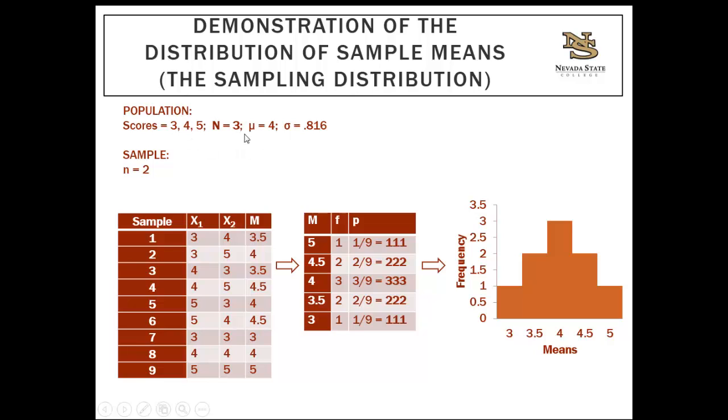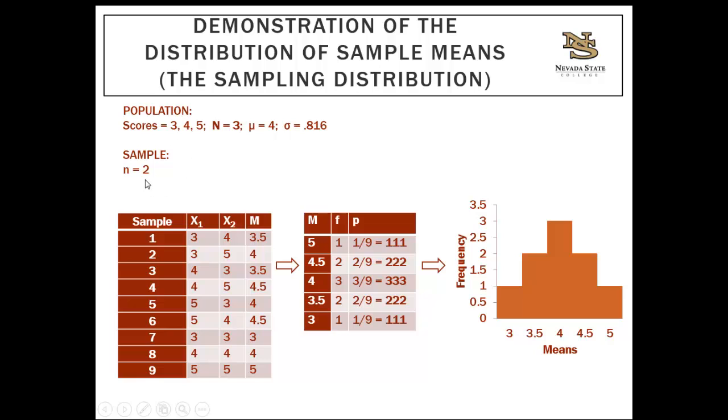If you calculate the mean for this population, you would get a mean of 4. And if you calculate the standard deviation for this population, you would get a standard deviation of 0.816. So here's the population that we're starting with. And let's say that we wanted to figure out every single possible sample mean of a sample size of 2 from this population. Remember, that's what the distribution of sample means, or the sampling distribution is. Every single possible sample mean of a specific sample size that you could get from a specific population.